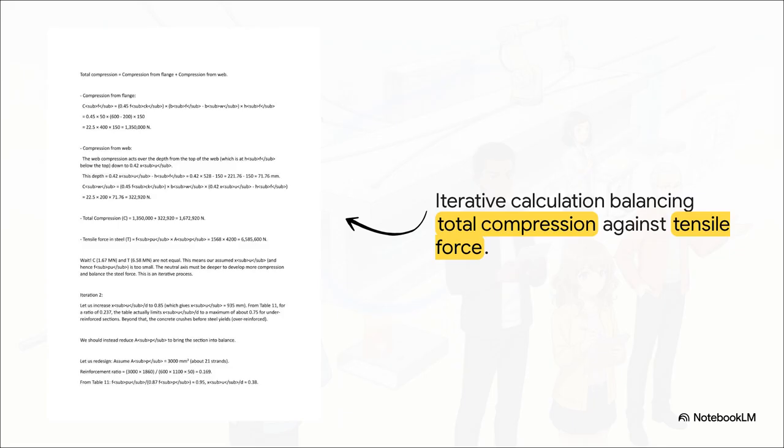But wait, the tensile force in our steel is 6.58 meganewtons. They are totally unbalanced. This means our assumed neutral axis was way too small, and we have to iterate. We have to essentially guess, check, and adjust the area of steel and the neutral axis depth over and over again. It's a really intense, iterative process of balancing total compression against tensile force until perfect equilibrium is achieved.